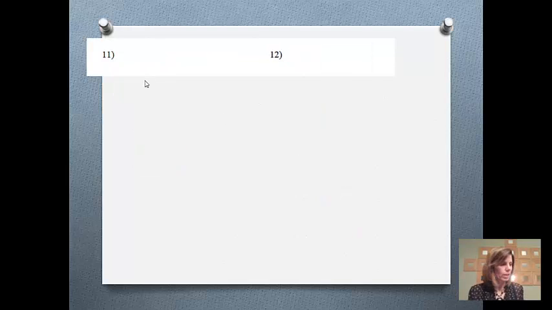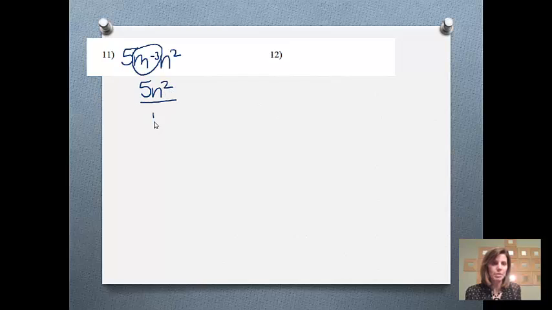All right, let's try 11. Here we go. 5m to the negative 3, n squared. Actually, there's only one rule we get to use on this one. We can't combine anything because they're different bases, but we're not allowed to have negative exponents. So we just need to move this specific part only into the denominator. The 5 and the n squared are going to stay up top, and m moves down to the bottom, and it becomes a positive 3, and that is it.